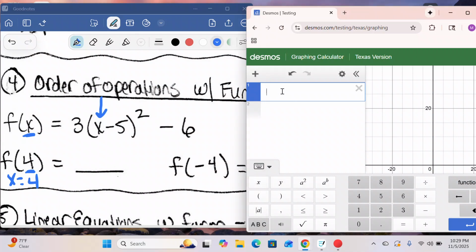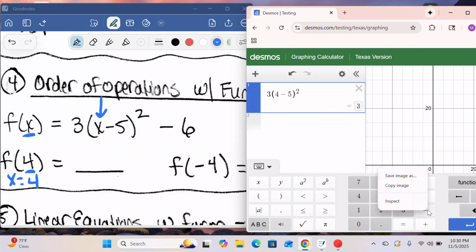So what I'm going to do is copy it exactly the way the function gives you, x equals 4. So I'm going to put 3, open parentheses. What is x in this one? The x is 4 right here. So I am going to put 4 minus 5. And then I'm going to close my parentheses right here. And then how do I get my square? I do the a to the second power right here. And then of course I have to subtract 6 from it. So I'm going to put minus 6.